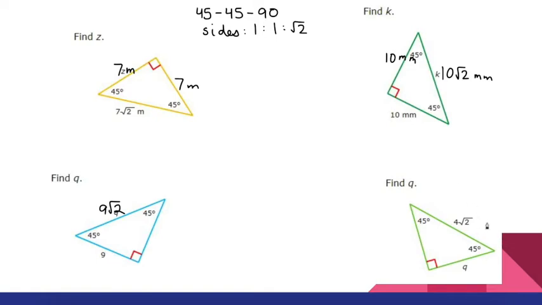Now try this one at the bottom right. If the hypotenuse is 4 root 2, what is the length of the leg going to be? Well, we just look at whatever number is multiplied by the square root of 2 to give us the length of the hypotenuse, and that's 4. So that means that Q, the length of this leg, must be 4. So that's the 45, 45, 90 triangle. The sides are always in that same ratio, that 1 to 1 to square root 2 ratio.